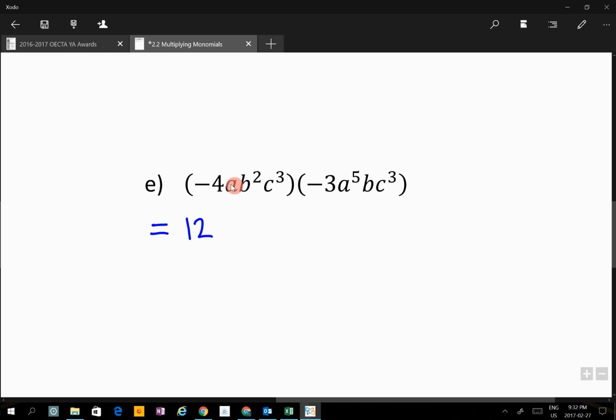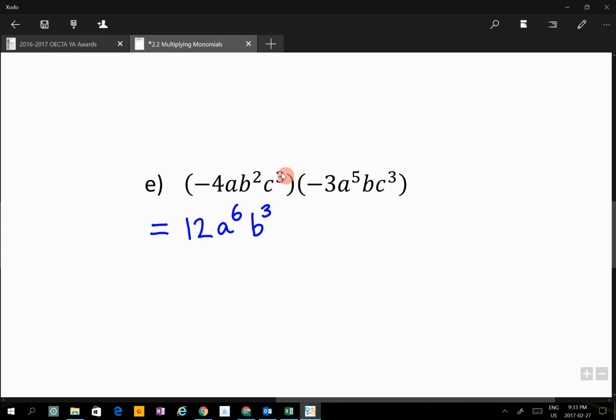Then I have the a's, so a to the exponent 1 times a to the exponent 5. I add their exponents. 5 plus 1 make 6. So a to the exponent 6. Then I have b squared, and then b, so b has an invisible exponent of 1, so b times b squared, add the exponents, 2 plus 1, which make 3. So b to the exponent 3.